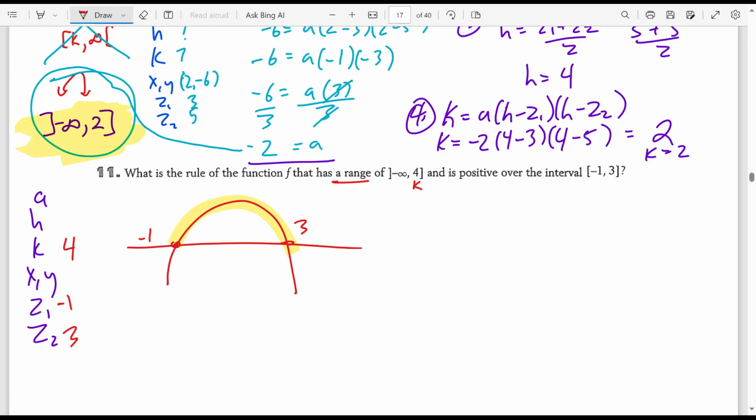H, I've got to find h. I either need to find another point on here because I have z1, z2, and if I have a point, I'm good. But I don't have another point. All I have is k. So is there a way for me to find a point? No, not yet. It's nowhere to be found. They didn't say y-intercept. They didn't say initial value. So how do I find this axis of symmetry?